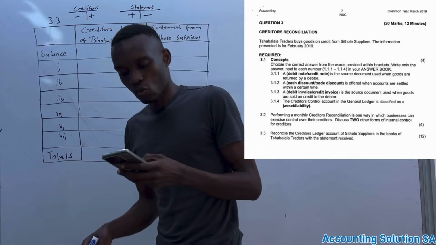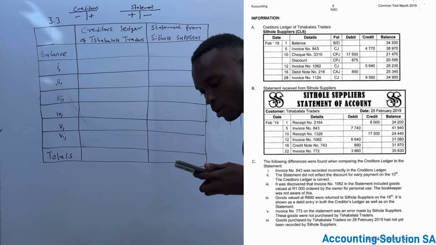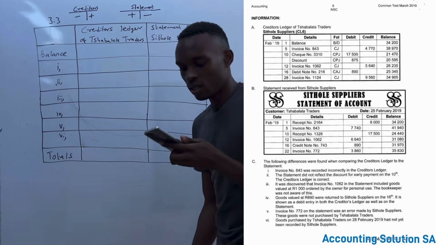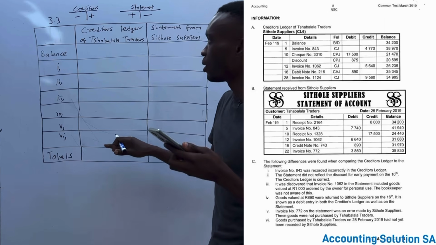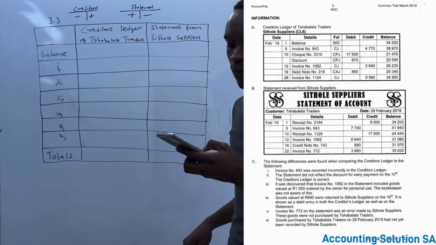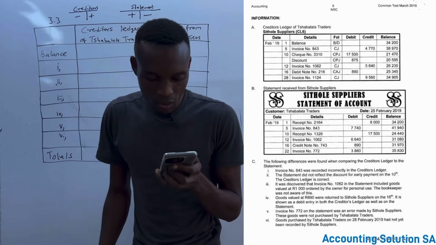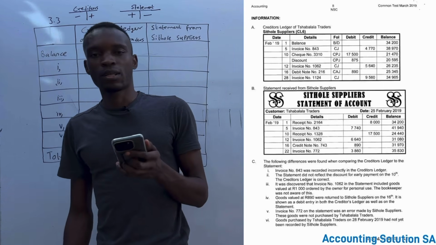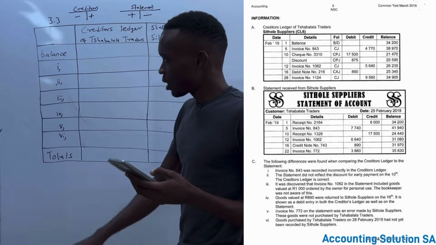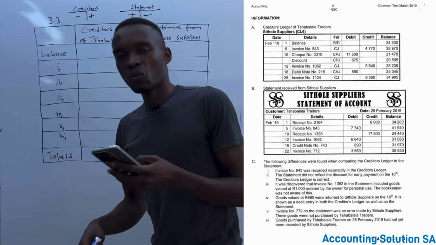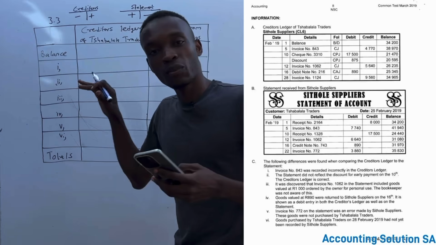Now let's go to the transaction. Information number A says that the creditors ledger of Chavalala Traders is this one, our books in other words. After that, they give us a statement. Then we need to do the following: differences were found when comparing the creditors ledger to the statement. So this is the adjustment that we are going to do. Let's start with the balance first. We take the one from the creditors ledger and the one from the statement.